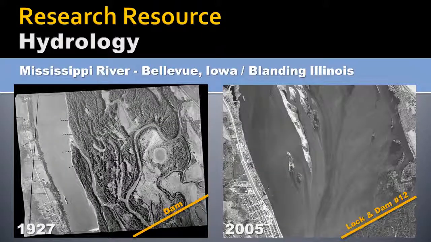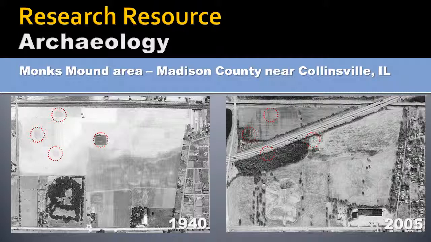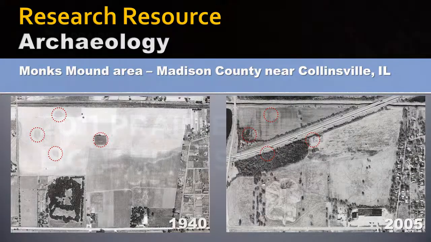They're really interesting. This is one example showing you where they put lock and dam number 12 in, and you can see what was there before. And these photos are useful across multiple disciplines, and so this one shows hydrology, this one shows geology. I just highlighted a couple of the karst features. You can see them more clearly on the 1940 photos than you can on the 2005. And this has helped a few of the scientists at the geological survey. Also with the archaeology, you can see more easily where there were mounds near Cahokia, and the highway went through part of them. In the 2005 photo, you can't really see where the mounds were. So that's it.